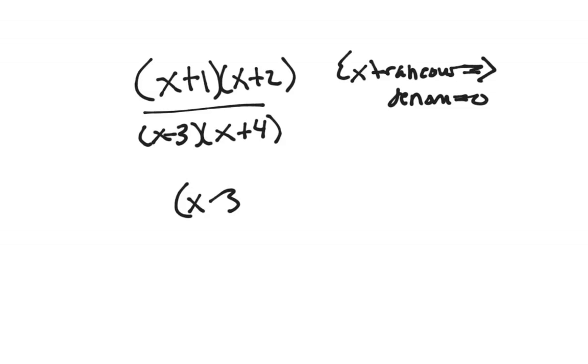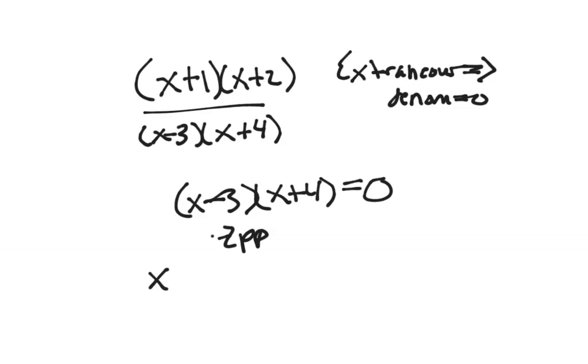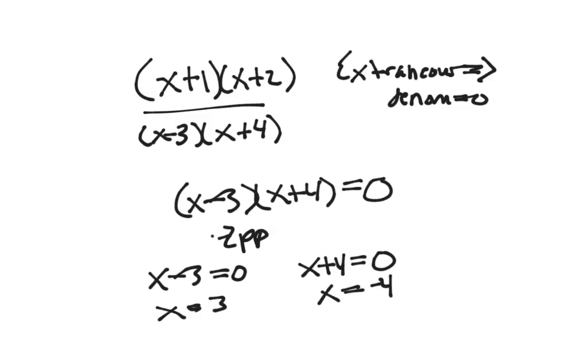I just write x minus 3 times x plus 4, because that's my denominator, and then write equals 0, because I want to know when this denominator equals 0. I'm going to use my zero product property. And that tells me that my denominator equals 0 when x minus 3 equals 0, and when x plus 4 equals 0. Well, x minus 3 equals 0 when x equals 3. X plus 4 equals 0 when x equals negative 4.